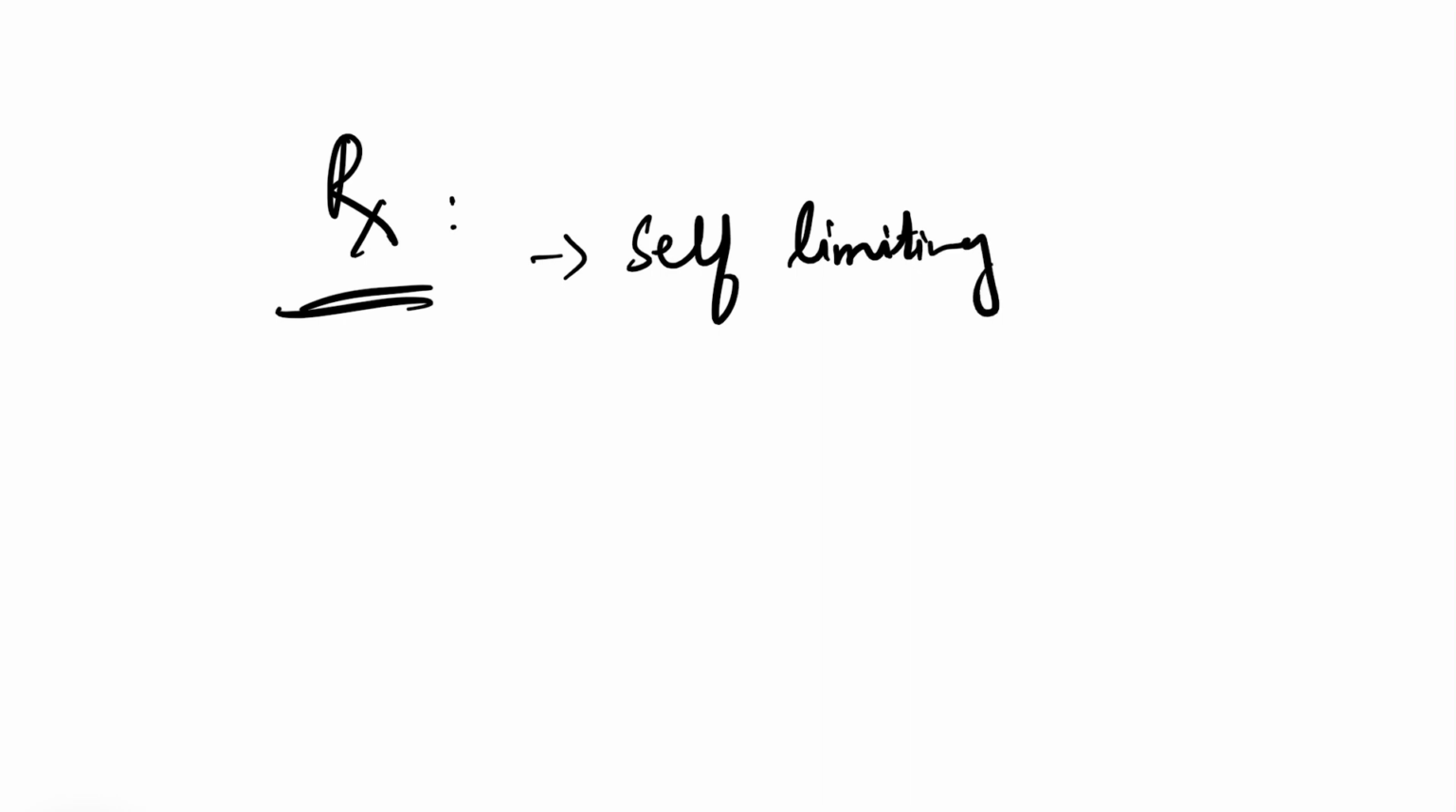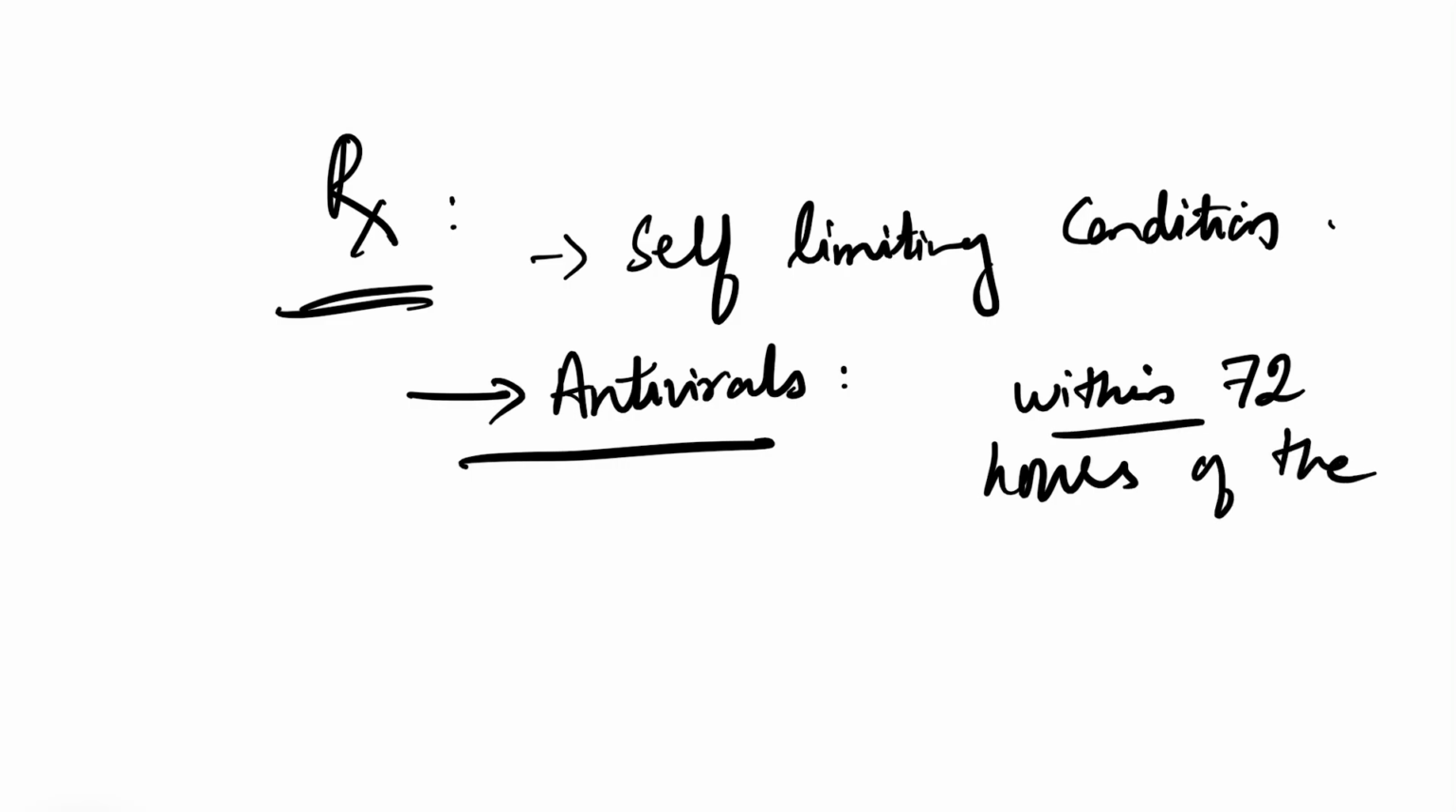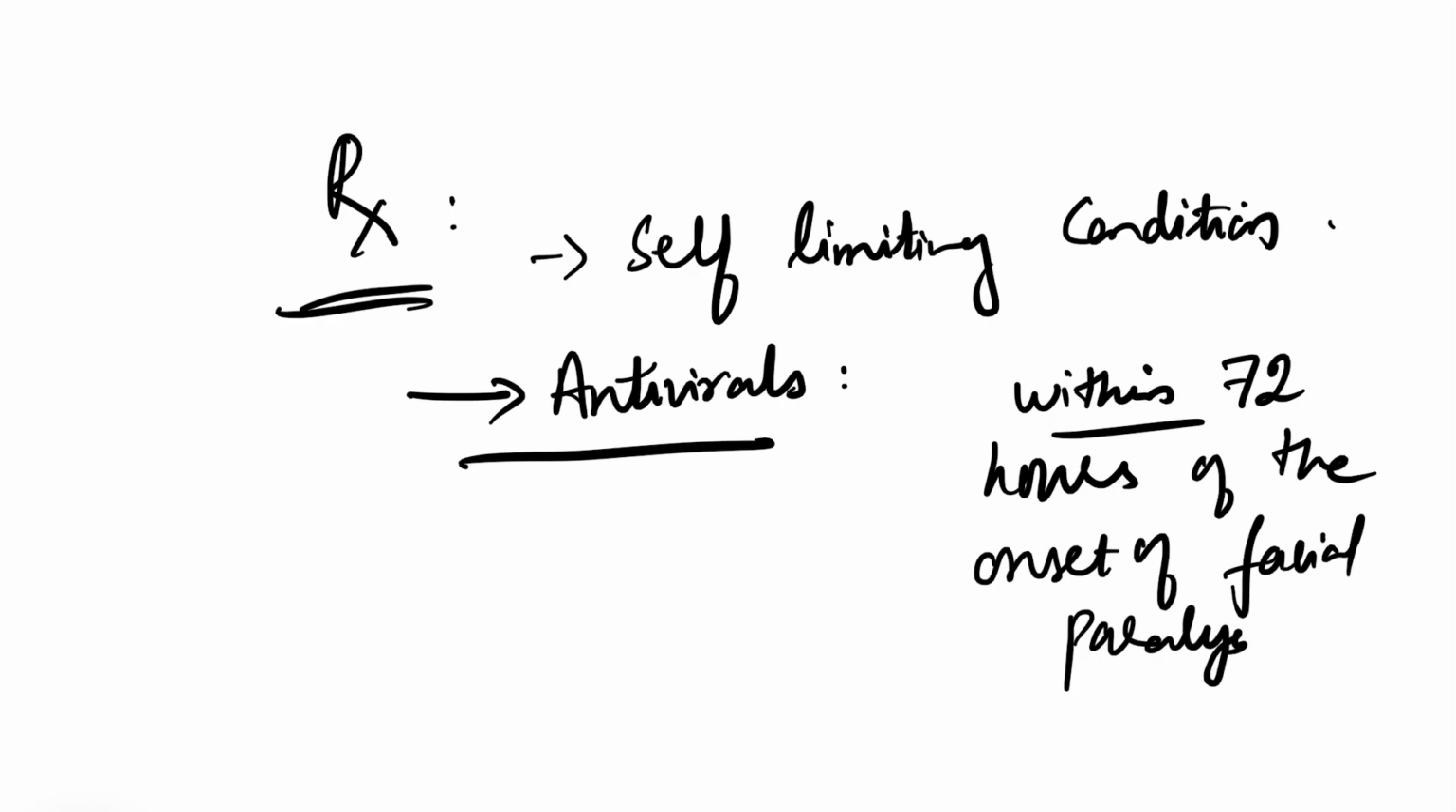So after confirming that it is due to the varicella-zoster virus, what could be the treatment of this? It is a viral infection, so basically it is a self-limiting condition. It can resolve on its own, but many times it can be very severe and treatment is required. Mainly antivirals, but remember this, it has to be started within 72 hours of the onset of the facial paralysis. If you start within 72 hours, then only it will be effective, or else it may just prevent further damage.